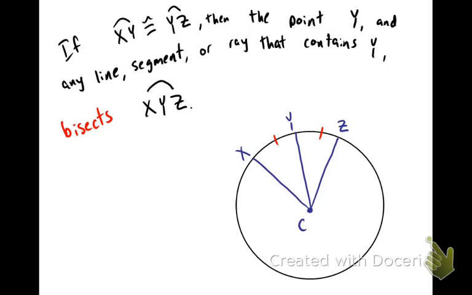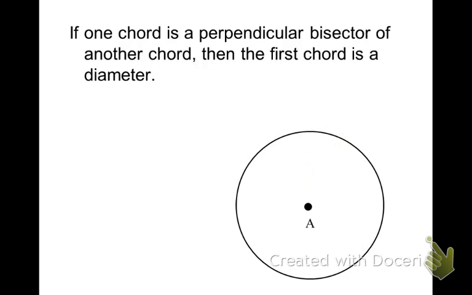In this picture, if we have the two arcs XY and YZ being congruent, then we know that YC, that ray YC, bisects the arc XYZ, or XZ in this case. Alright.